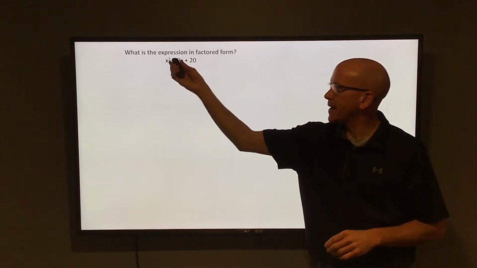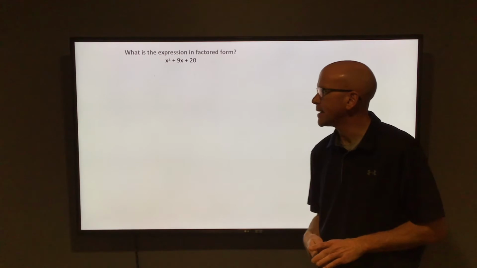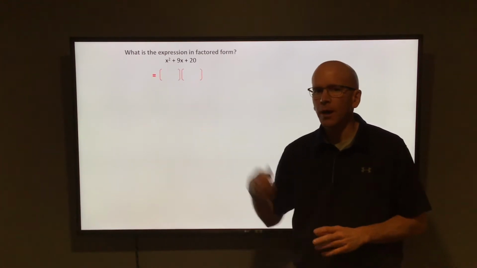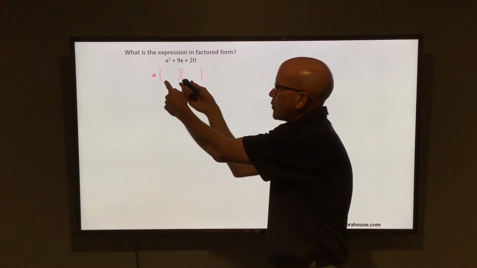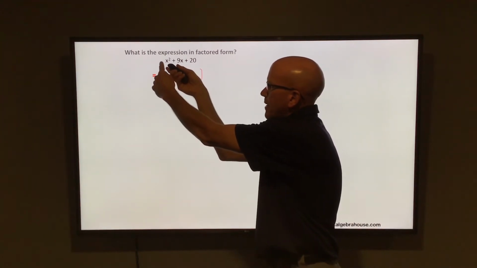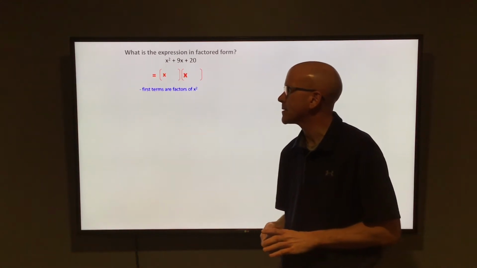What is the expression in factored form? x squared plus 9x plus 20. So we're going to factor that x squared plus 9x plus 20 into two binomials. Again, think about the FOIL method in reverse. With the FOIL method, the first terms of the FOIL method multiply to make this first term x squared. So there's really no choice there. That's just going to be x and x.